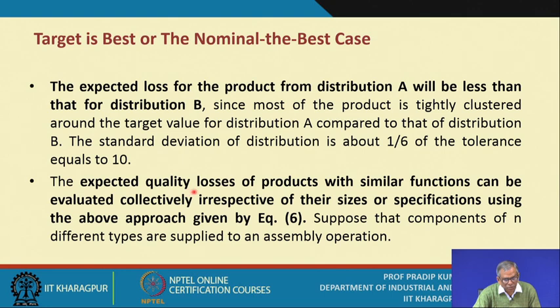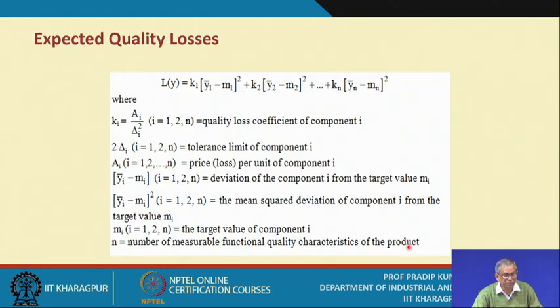The expected quality losses of products with similar functions can be evaluated collectively, irrespective of their sizes or specifications, using the above approach given by equation 6. Suppose that components of n different types are supplied to an assembly operation. Okay, so the expected quality loss will be like this. Is it okay? So, please go through these expressions. In fact, this is just another derivation.